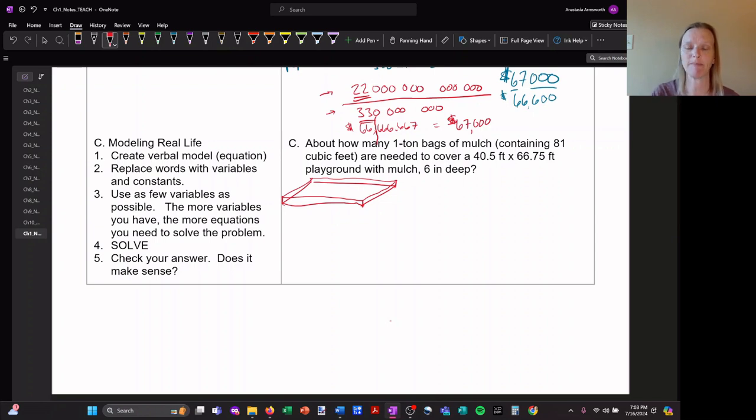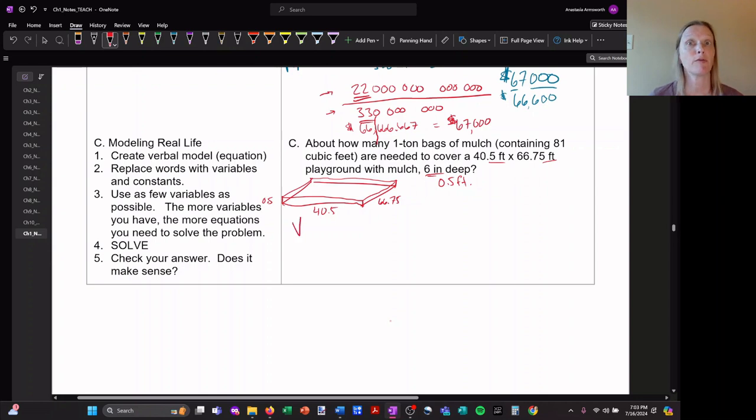It's a rectangular prism where this dimension is maybe 40.5 and this is 66.75. But the depth, now I do want to match units here. This is measured in feet. This is measured in feet. So I'd like to convert that 6 inches to feet. 6 inches, remember, is half a foot. It's 0.5 feet because there are 12 inches in a foot. So I'm going to label the height of my rectangular prism here with 0.5.